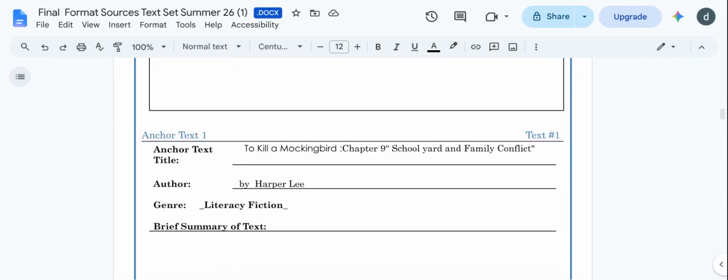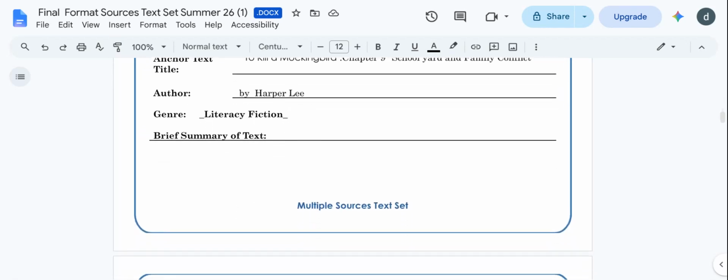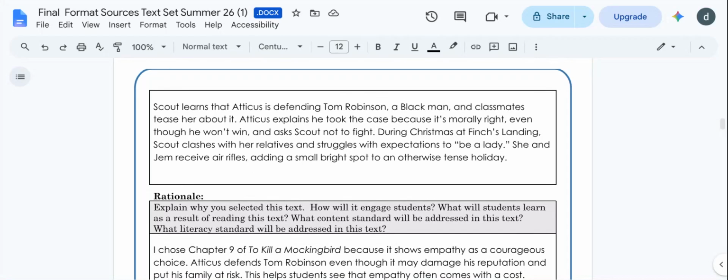My first anchor text is To Kill a Mockingbird, Chapter 9, Schoolyard and Family Conflict. The author is Harper Lee. Scout learns that Atticus is defending Tom Robinson, a Black man, and classmates tease her about it. Atticus explains he took the case because it is morally right, even though he won't win, and asks Scout not to fight.